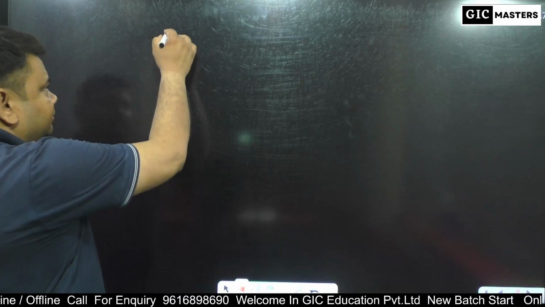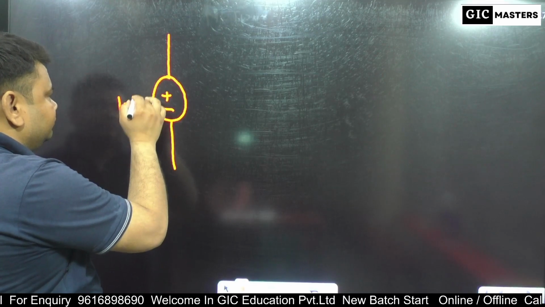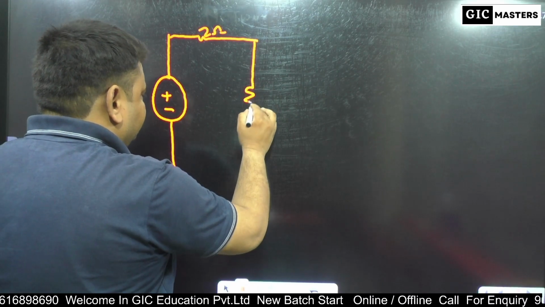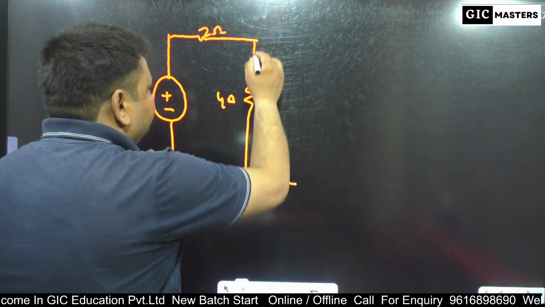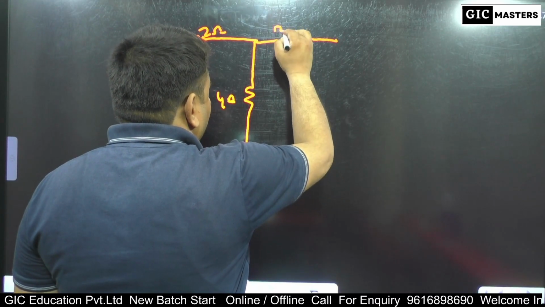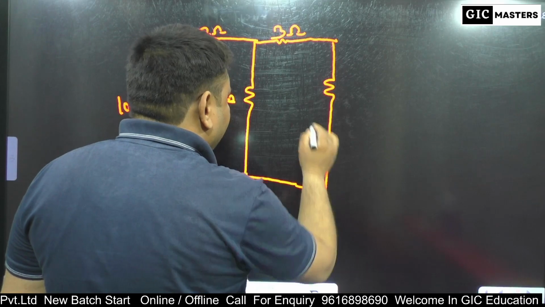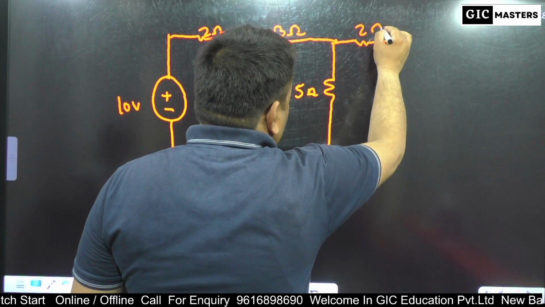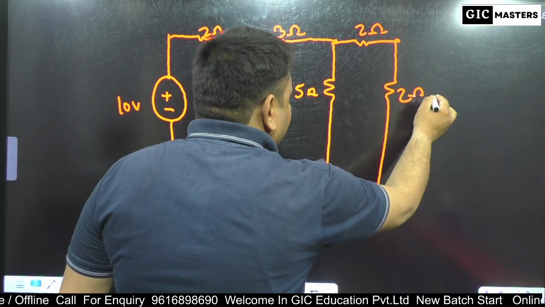First of all, we draw a circuit. Suppose 10 volt, 2 ohm resistance here, 4 ohm resistance, here 3 ohm resistance, here 5 ohm resistance, here 2 ohm, and here 2 ohm resistance.